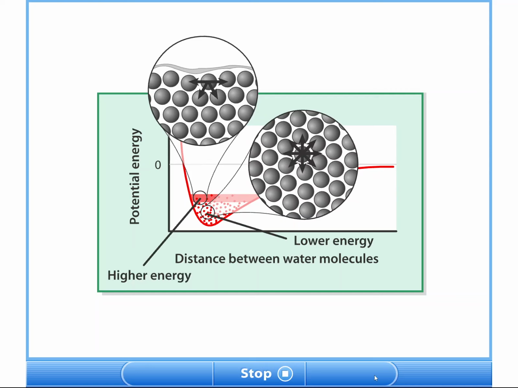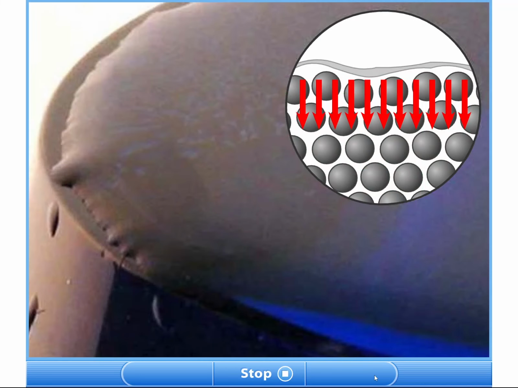Consequently, molecules on the surface have higher energies than those that are not on the surface, and try to move to positions of lower energy. The result is surface tension.